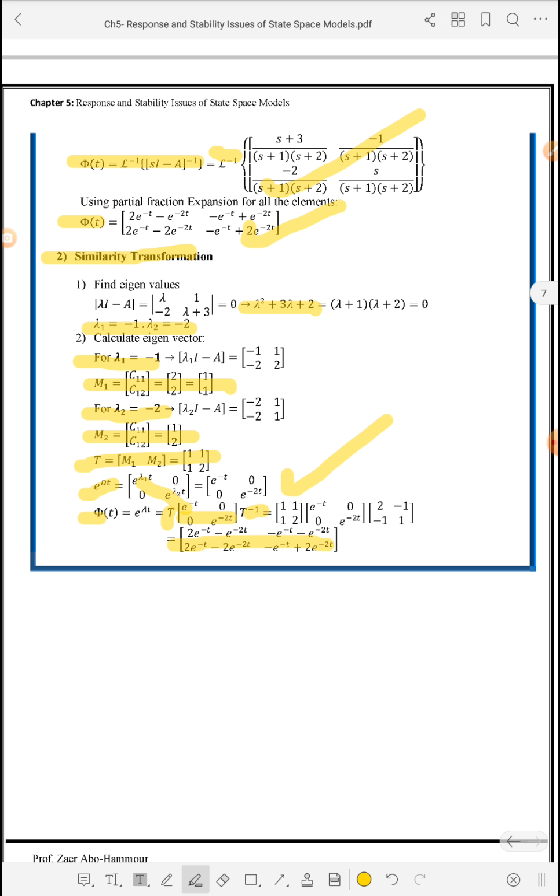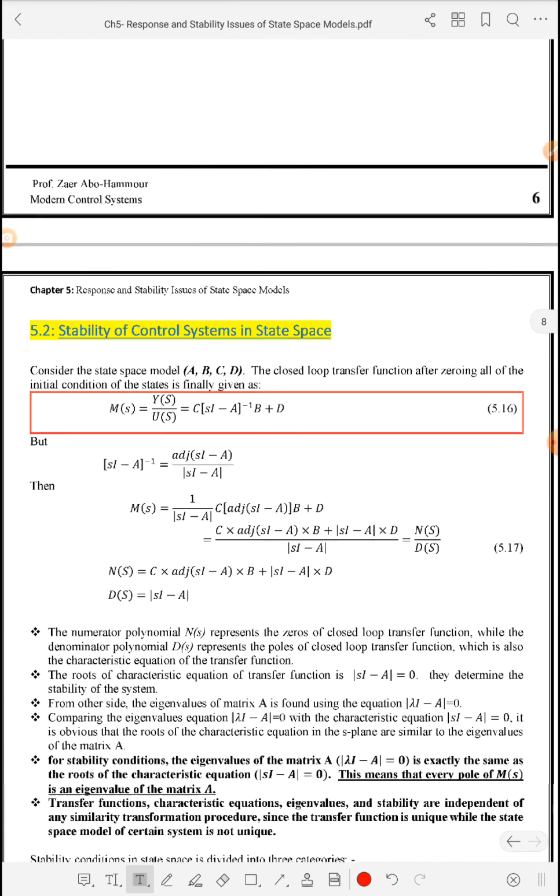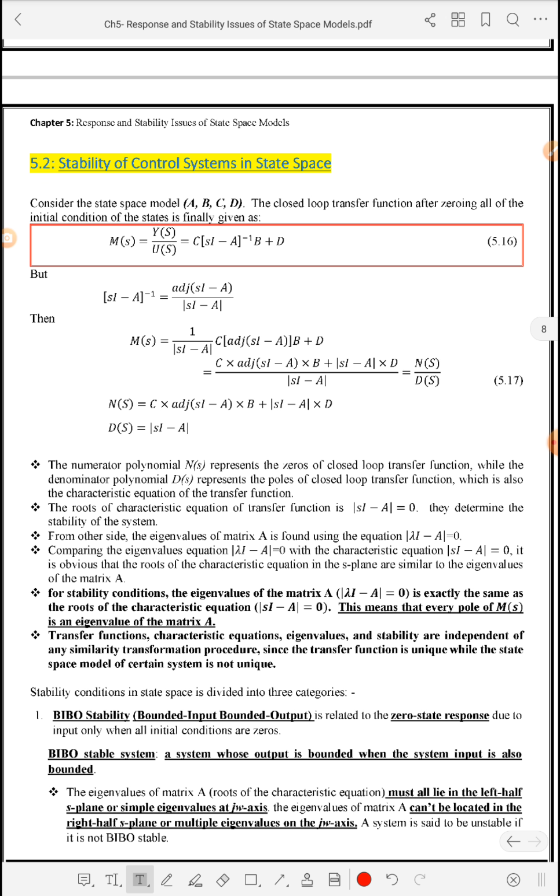And finally we will get this answer, and it's obvious that this answer and this answer are 100% the same. So regardless of the method by which the state transition matrix is calculated, the final answer should be the same. Now, after covering the responses of LTI systems in state space models, we will cover the stability of control systems in state space.